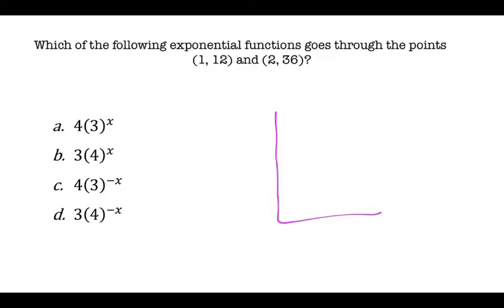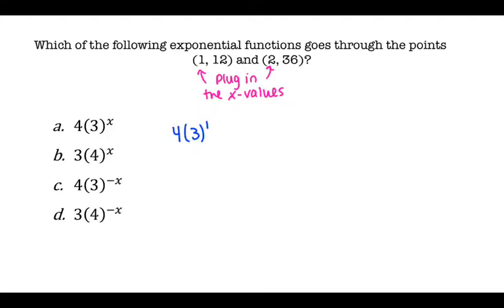So we have to actually plug in those x values. So we're plugging in 1, just like we did on the previous one for the table, and getting the answers, and then we're going to plug in 2 and get those answers. And if they give us 12 and 36 from the same answer choice, then that's the function we use. So when we plug 1 in for multiple choice A, it would be 3 to the first power, which is 3, and 4 times 3 is 12.